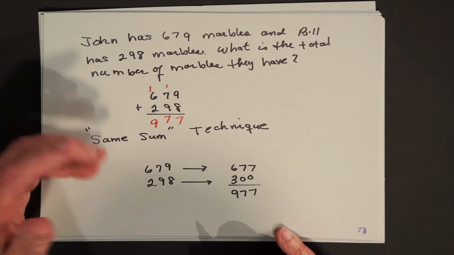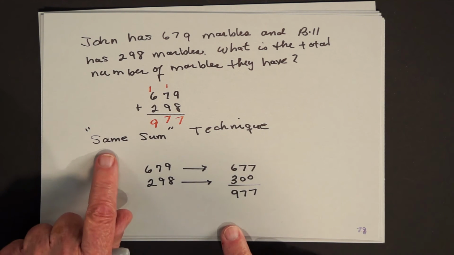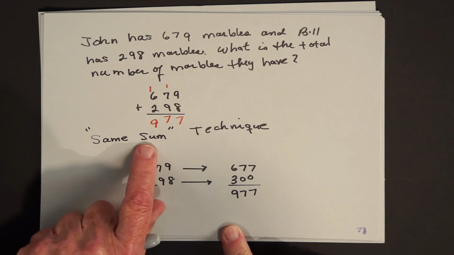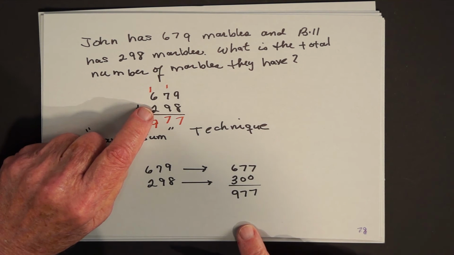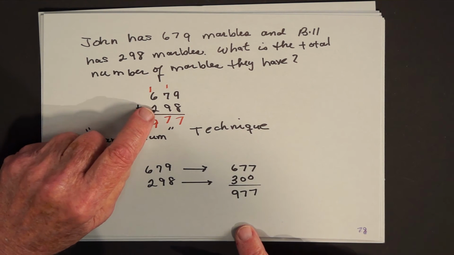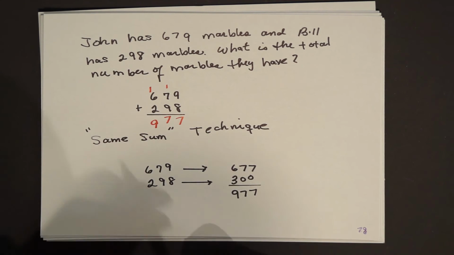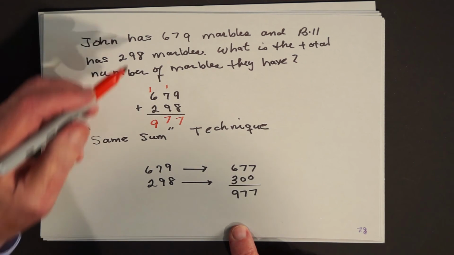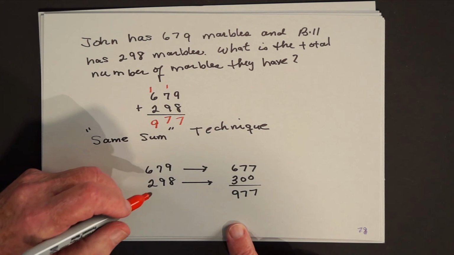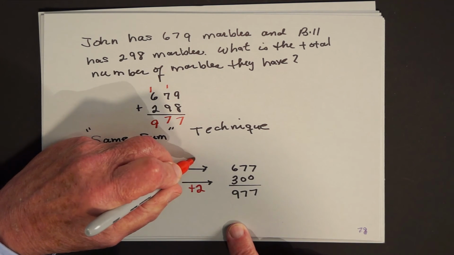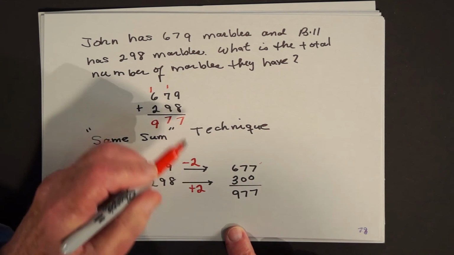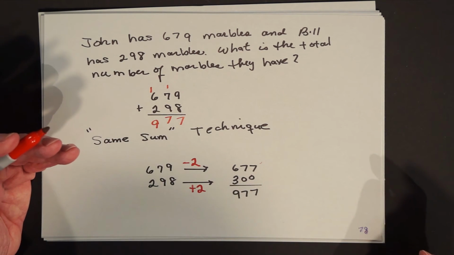Well, by thinking in terms of the word problem, I come up with what's called the same sum technique. What that means is this would have been a much easier addition problem if the 298 had been 300. Well, that's an easy thing to do. All John has to do is to give Bill 2 of his marbles, which means that John has 2 less, but the total number of marbles hasn't changed.